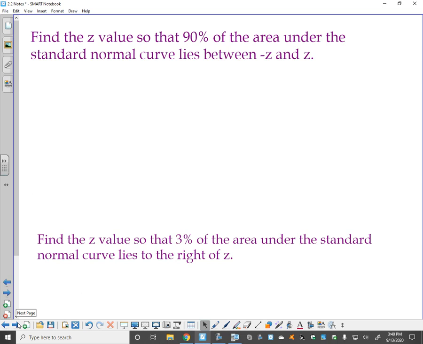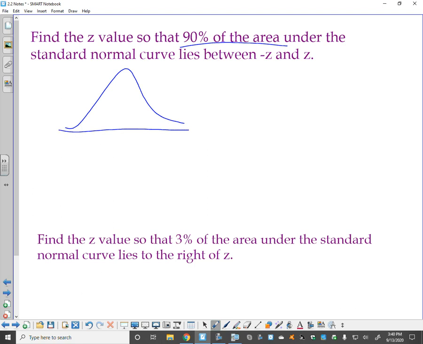Okay, find the z-value so that 90% of the area under the standard normal curve, okay, standard, we're z-scores now, lies between negative z and z. Find the z-value so that 90% of the area. Okay, I am given area. I see it. It's right here. They gave me area. I'm going to draw. 90% of the area between negative z and z.